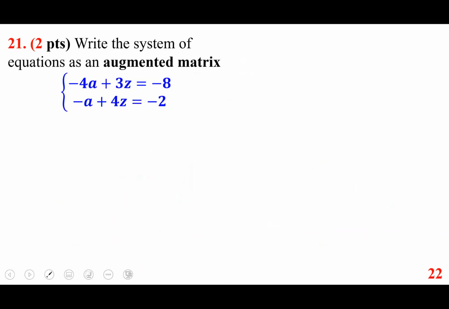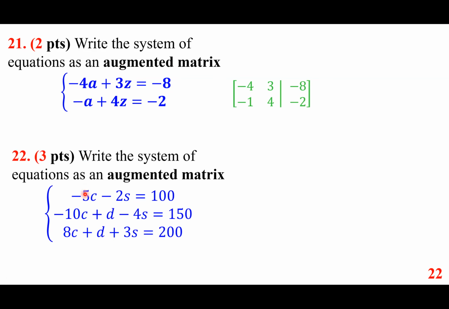We want to write the system of equations as an augmented matrix. Basically, it means write the coefficients: -4, -1, 3, 4, -8, -2. You can go column-wise or row-wise. For this one, the column I would write -5, -10, 8, -2, 1. No, I'm sorry, D is missing. D is missing, and that's important to pay attention to.